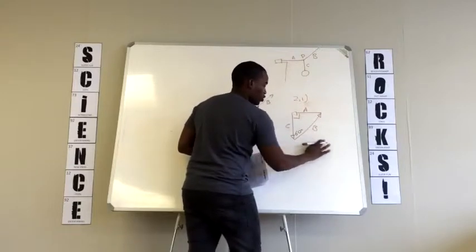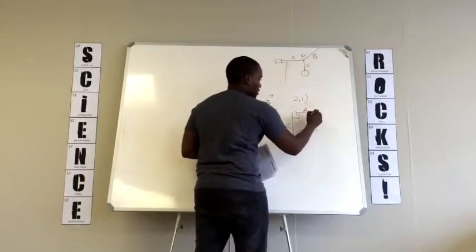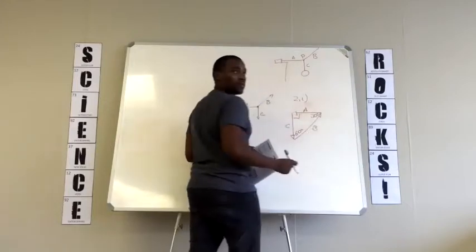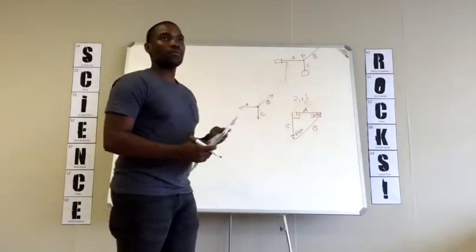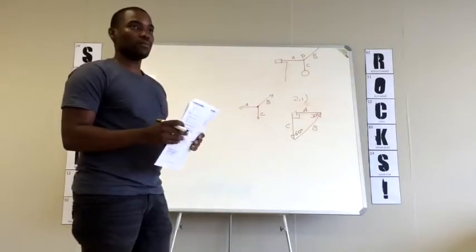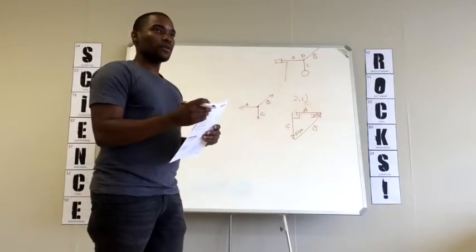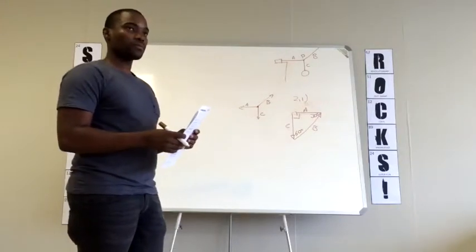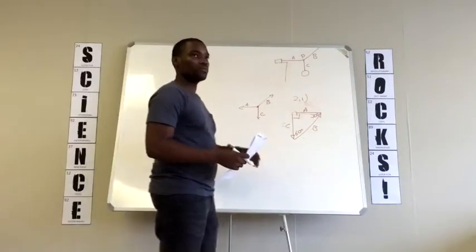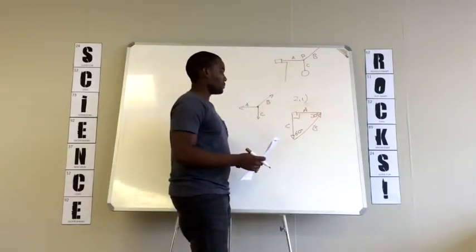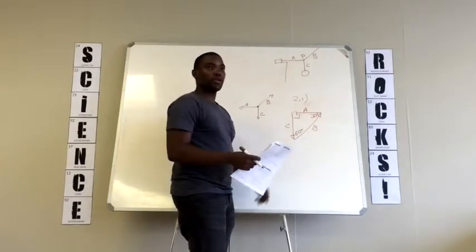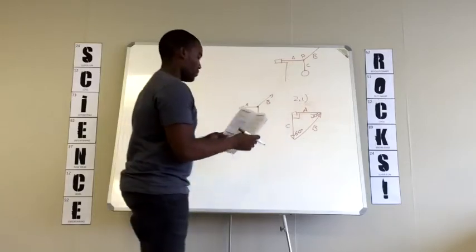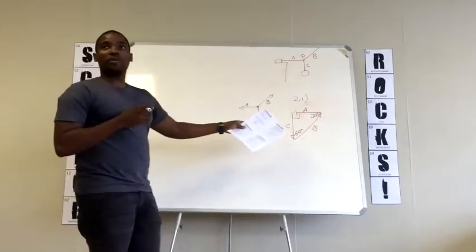And just to make sure we get all our marks, we can work out that one. Could you not do it the other way? Which other way? You know that A is the horizontal and you know that it's 30 to B. Yeah, you can do it that way as well. Okay. Sweet. Is everyone with me?